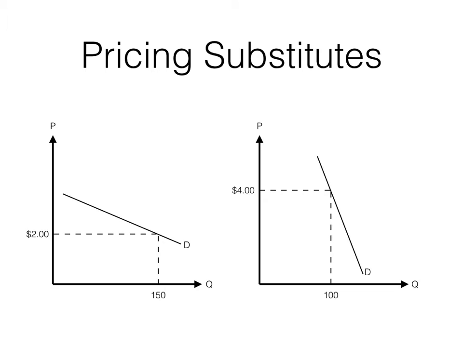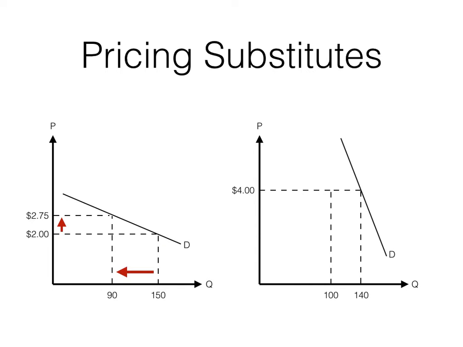So here we have in the low markup, high elasticity demand market, an item that sells for $2, and 150 units are being sold. In the more inelastic high markup market, the items are selling for $4. By raising the price to say $2.75, you sell fewer units in this market, but that drives people over to the more inelastic high markup market, and you're going to generate more revenue and therefore more profit.